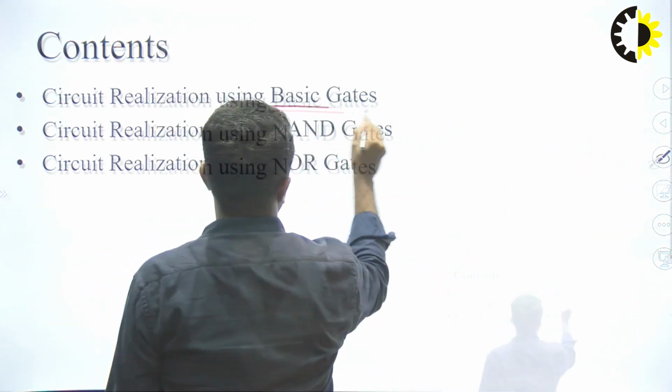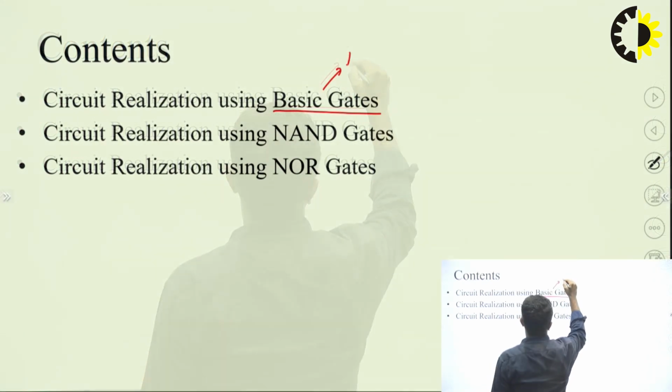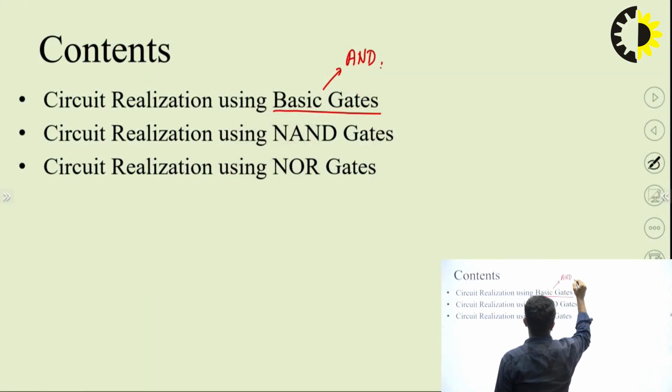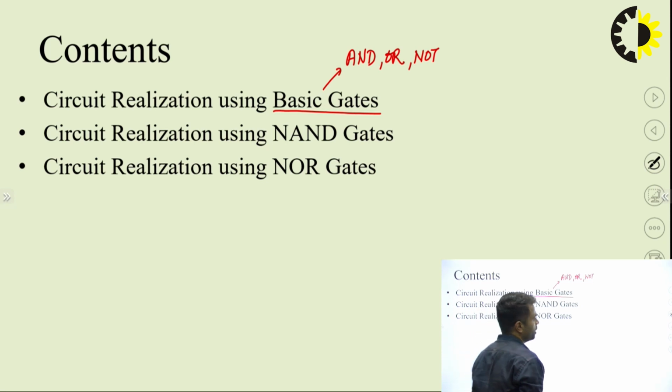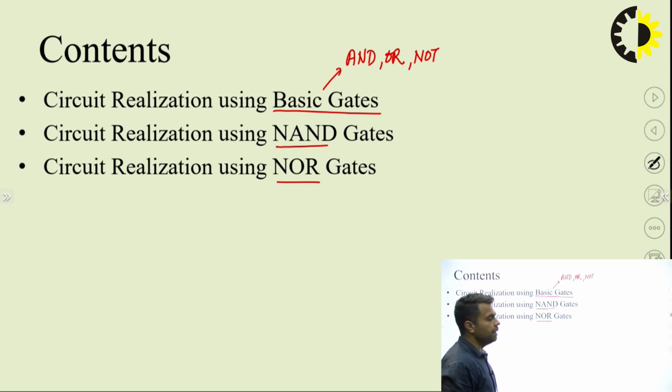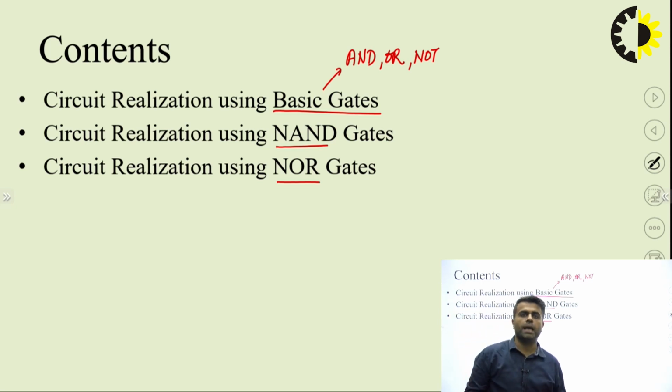By basic gates we mean that we will be covering realization using AND, OR, or NOT, and then we will proceed to realization using universal gates. NAND gate and NOR gate are universal gates. Independently, a NAND gate can be utilized to design any complex circuit. Similarly, independently a NOR gate can be used to realize any complex Boolean expression. Okay, so these are the three methods. Let's start one by one.